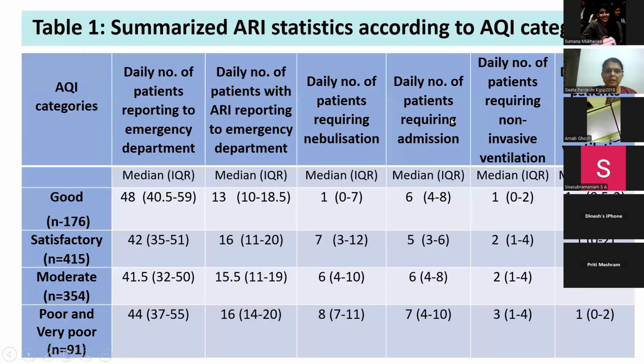The third thing I do is now I put both of these together. That is, for different AQI categories, what are the median and the interquartile range for each of the outcomes? So what do I see here? Can anyone just describe the table? What are you seeing here?